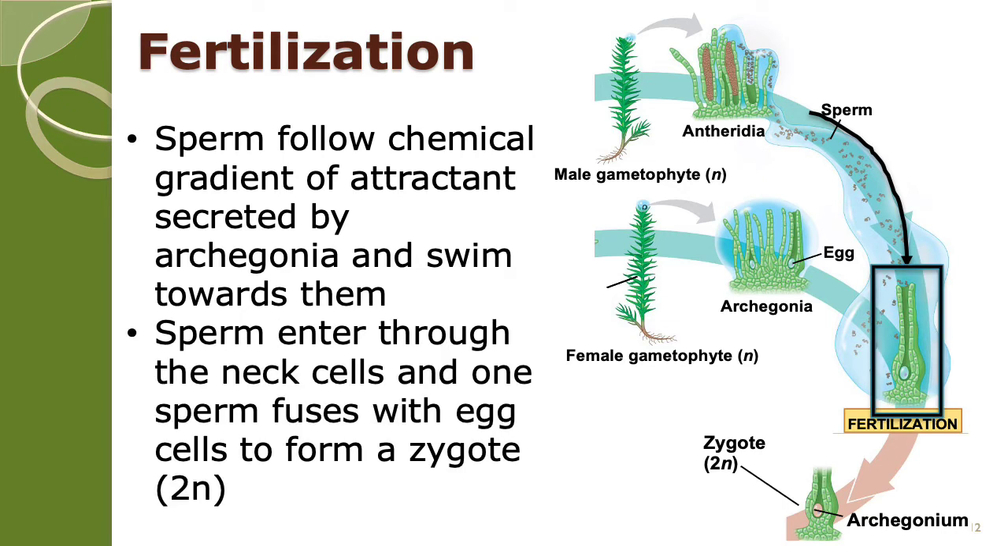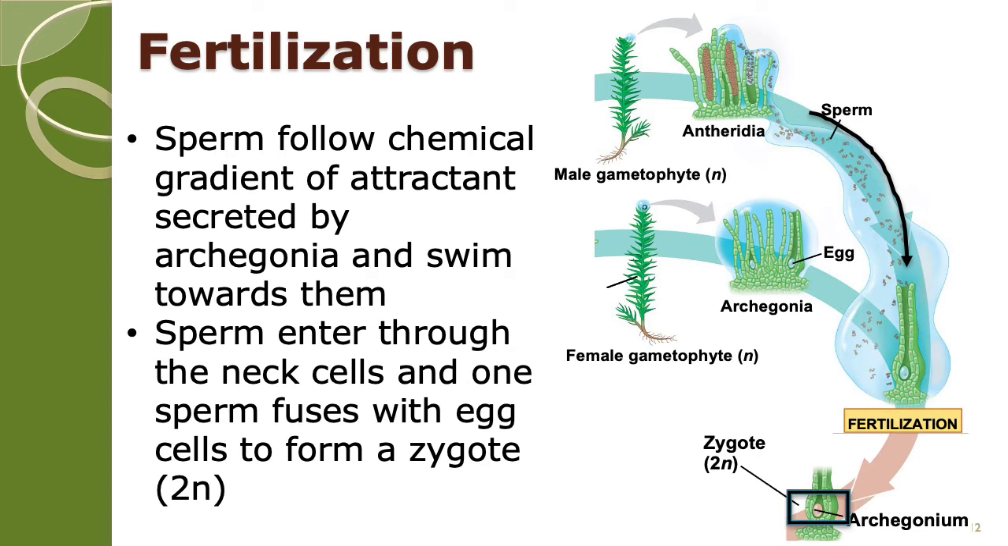Now, once the sperm reach the archegonia, they enter the archegonium through the neck cells, which are present at the top. And as they enter through, they ultimately will come to the base where you can find the egg. And one sperm will fuse with the egg cell to form a zygote.